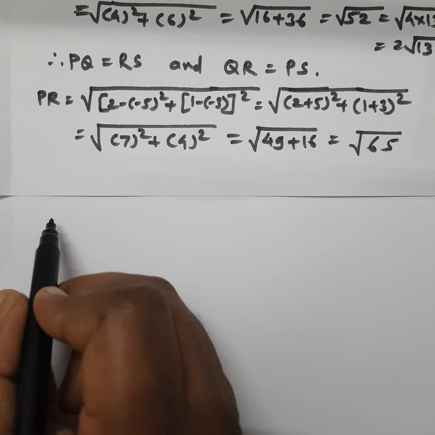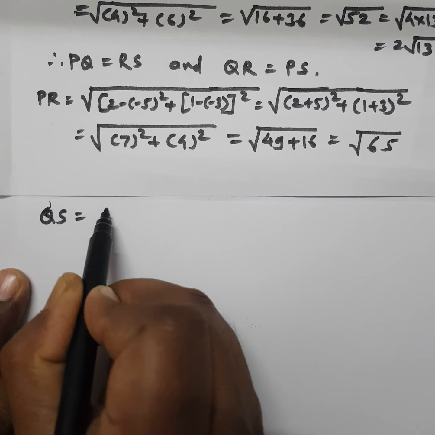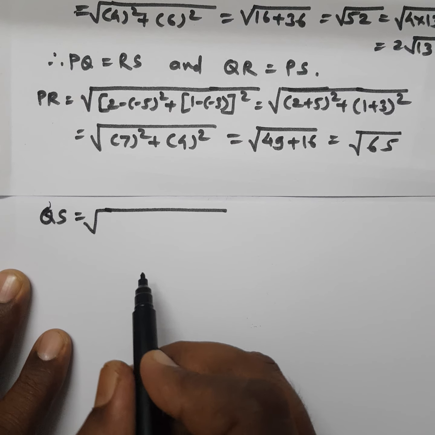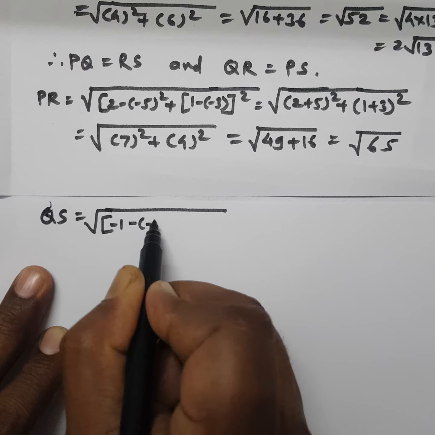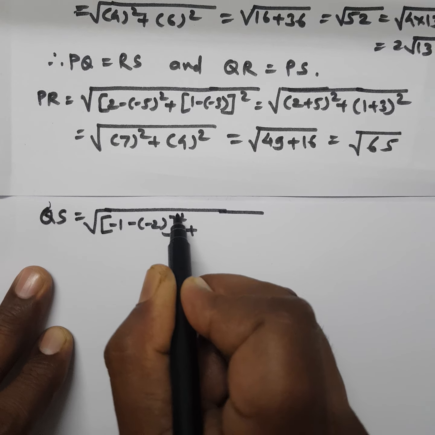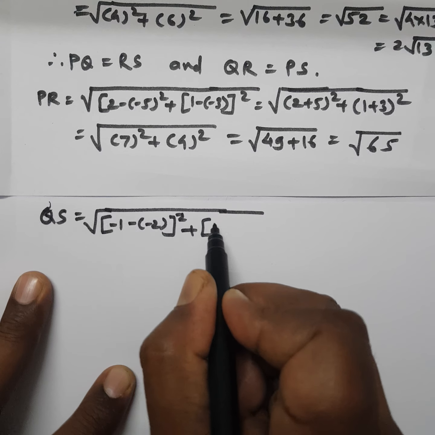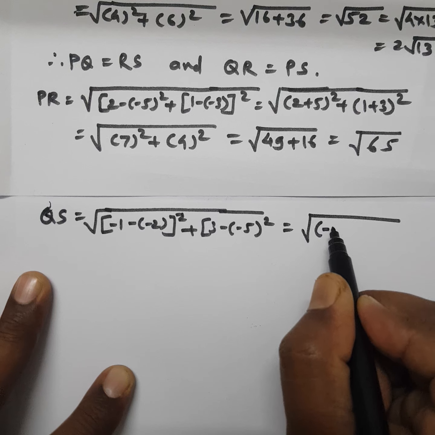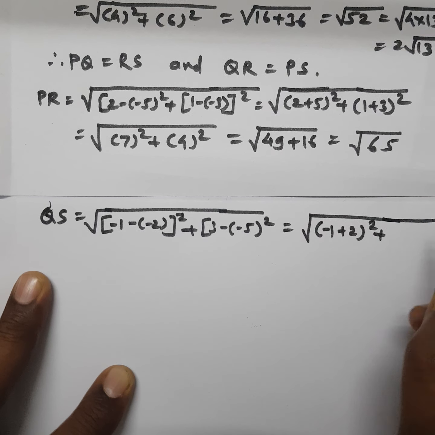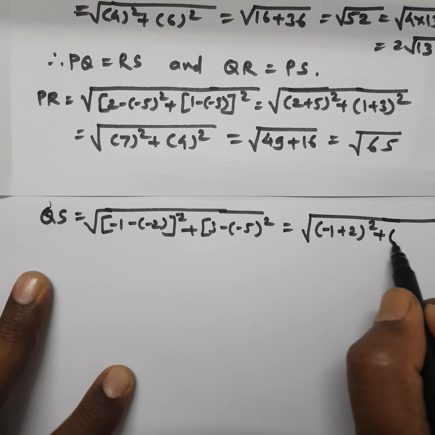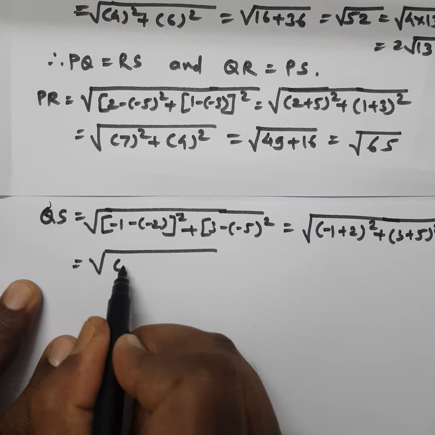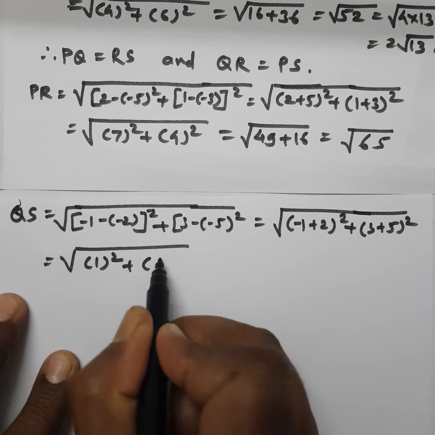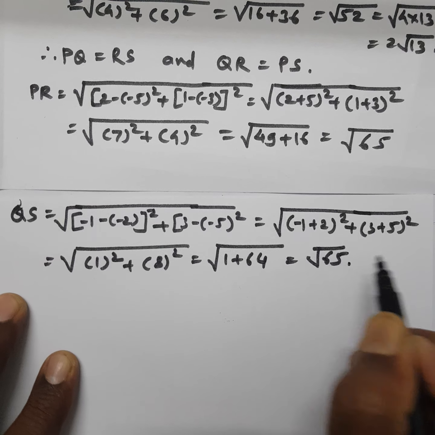Now the next diagonal is QS. QS is equal to, here the coordinates of point Q are (-1, 3) and S are (-2, -5). (-1 minus -2) square plus (3 minus -5) square is equal to (-1 plus 2) square plus (3 plus 5) square is equal to 1 square plus 8 square, 1 plus 64, is equal to 65.